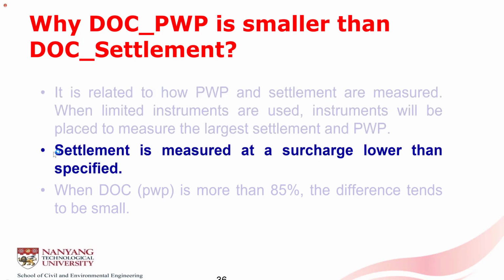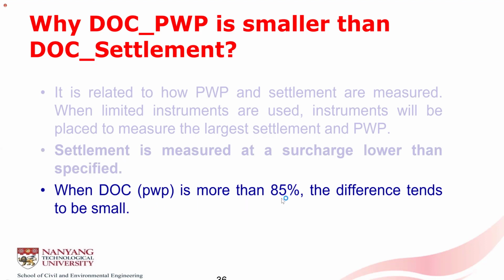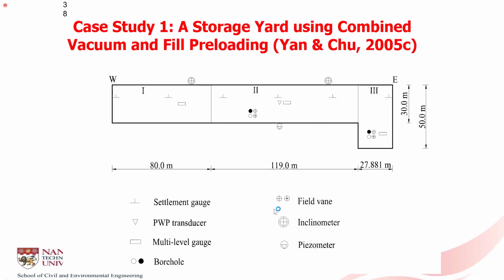So as a result, we actually overestimate the settlement, which will tend to overestimate the degree of consolidation. On the other hand, if you overestimate your pore pressure, you will tend to underestimate your degree of consolidation. So as a result, the degree of consolidation from settlement in theory should be bigger, or slightly bigger, than the degree of consolidation from pore water pressure. But nevertheless, when the degree of consolidation is more than 85%, the difference tends to be small.